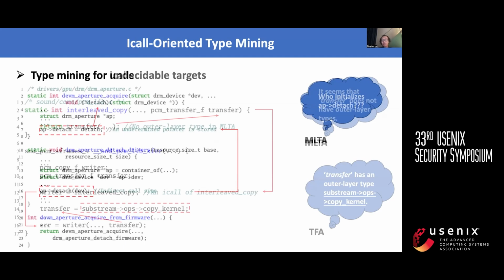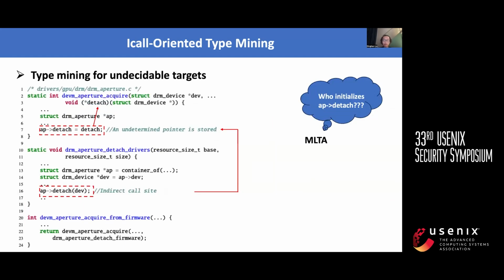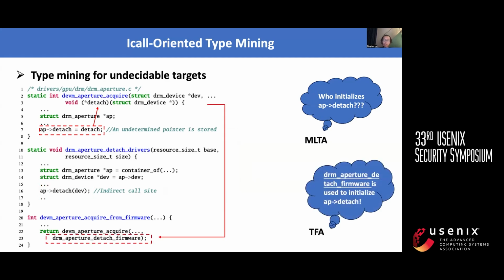And in another case, for the Indirect-Call at line 16, MLTA needs to analyze which functions are used to initialize the detect field of AP. And it finds that it comes from the function arguments. MLTA will not conduct further data flow analysis, and it will just mark the detect field of AP as undetermined or escape and fall back to one-layer type analysis. This problem could be addressed by TFA by checking the data flows of caller functions.